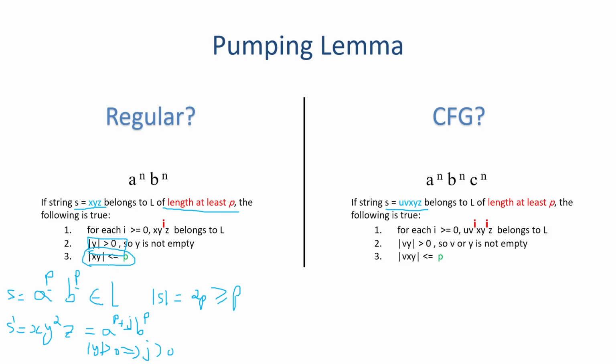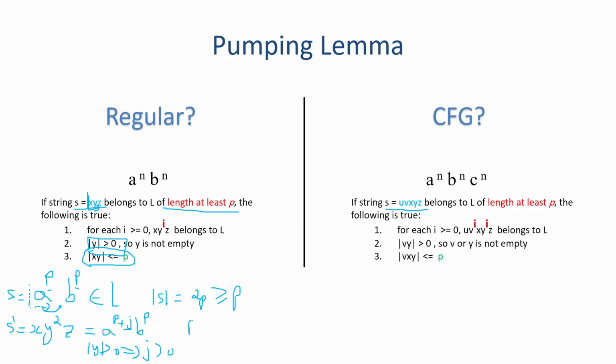Well, since XY is less than or equal to P, and XY starts my string, at most XY is going to be in the A part. Like imagine here, you're starting your string with XY. At most it has a size P, there's no way it's going to reach the B part. So that's why we're only adding J here, such that J is the size of Y, or in other words, it's how many A's I'm pumping up.